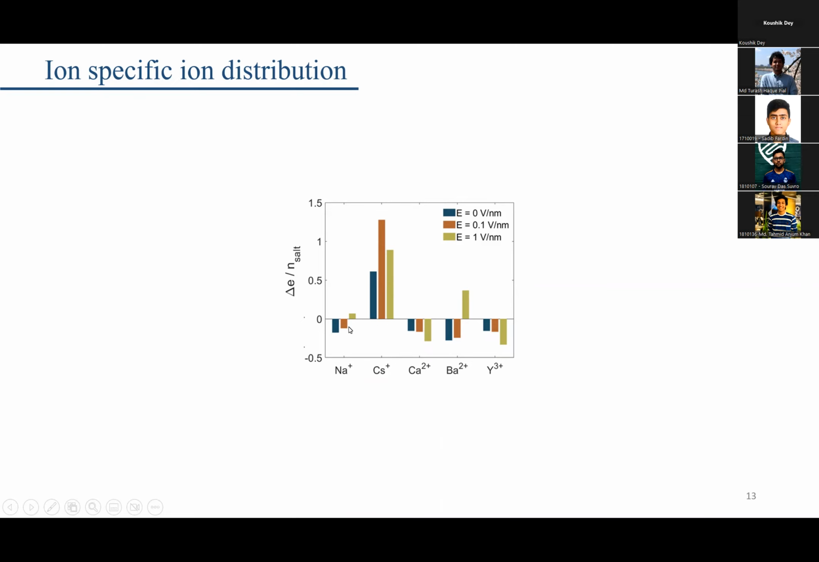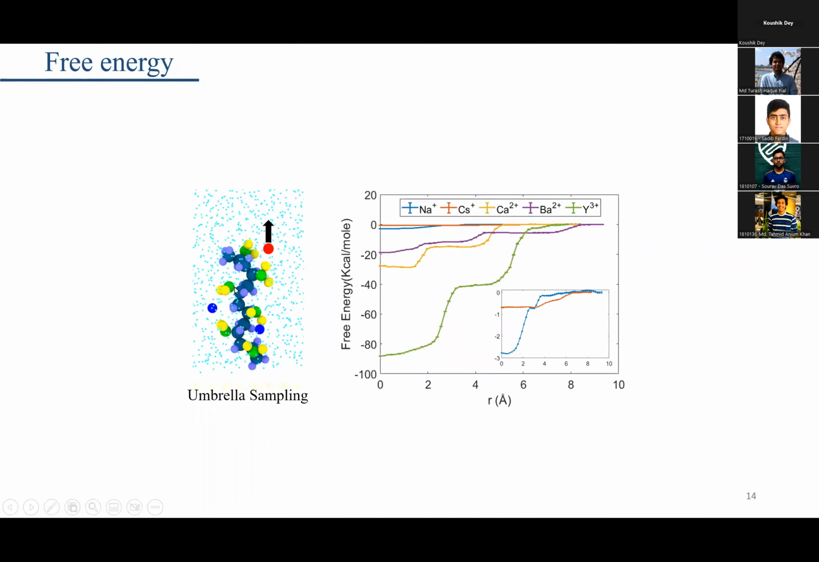Like for sodium, overscreening can vanish. And for barium, you can also see overscreening can vanish when you apply electric field. But for calcium and yttrium, overscreening can even be extinct when you apply electric field. So we tried to make sense of this result and we calculated the free energy.